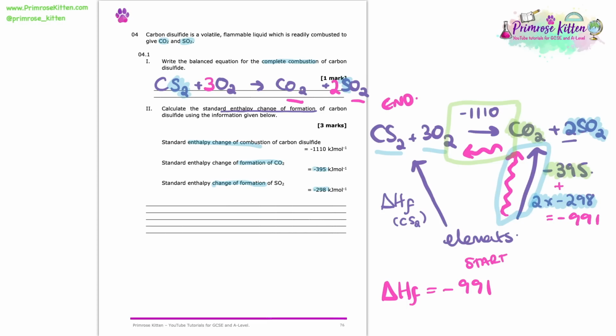And then in the next leg of our journey, you can see that actually we want to go in the opposite direction to the enthalpy change we have there. Our arrows are opposing each other. So that means that we're going to change the sign of that enthalpy change. So instead of it being minus 1110, we're going to add 1110. And that gives us 119 kilojoules per mole. And that there is going to be the standard enthalpy change of formation of carbon sulfide. Finished.